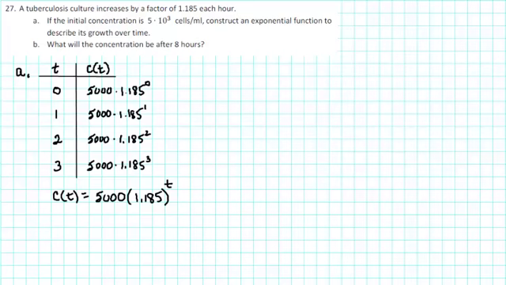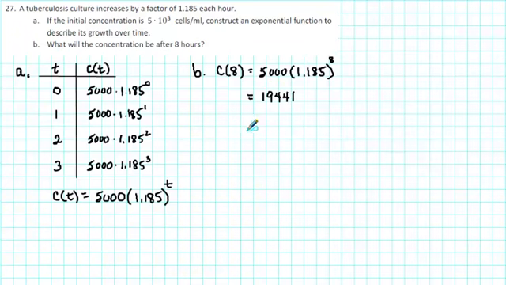What will the concentration be after 8 hours? Well, all we need to do is to evaluate this function when time is equal to 8. So we have c of 8 is equal to 5,000 multiplied by 1.185 to the 8th power, and then just use your calculator to evaluate this expression. And the result is approximately 19,441.